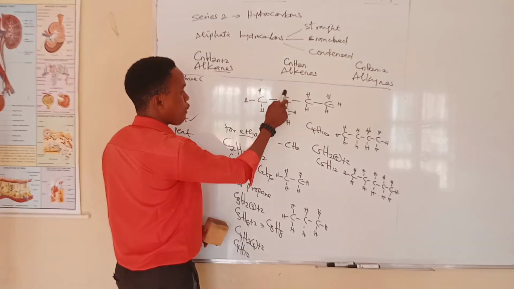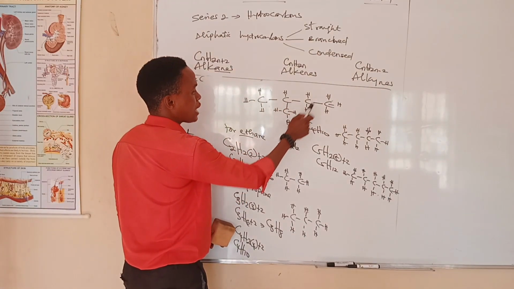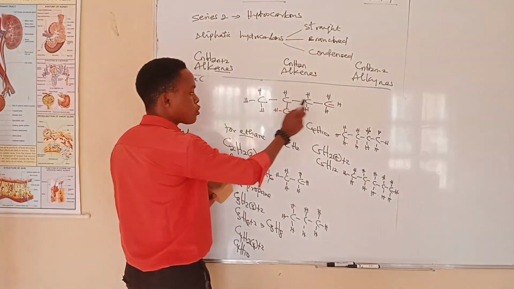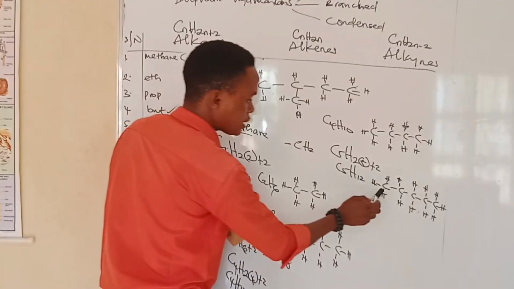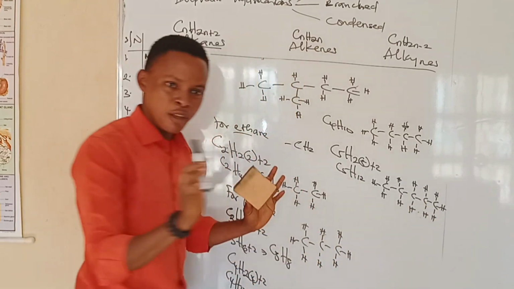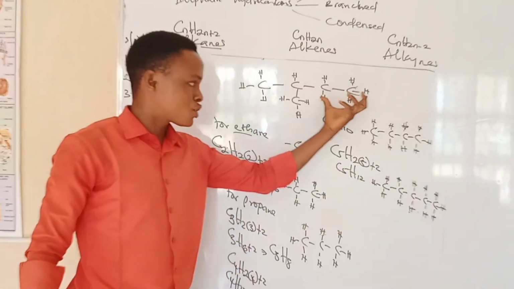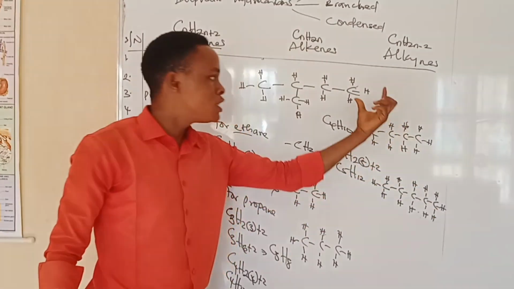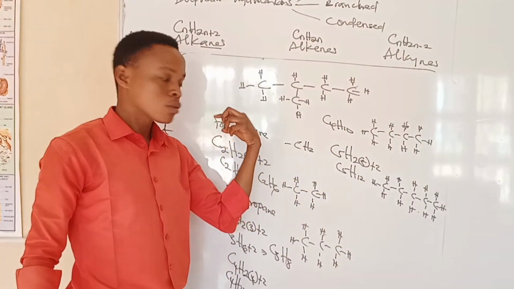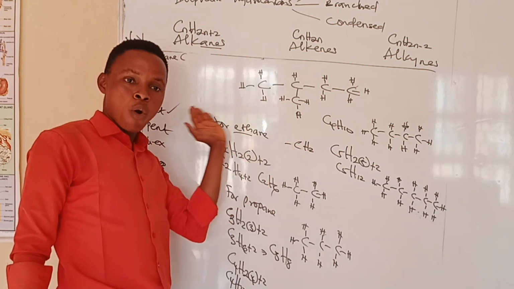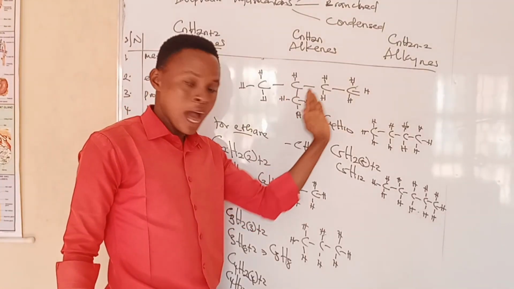1, 2, 3, 4, 5, 6, 7, 8, 9, 10, 11, 12. It's still the same. The number of carbon atoms is still 1, 2, 3, 4, 5, and 1, 2, 3, 4, 5. You see the difference? This is the straight chain hydrocarbon, and this is the branch. 1 carbon atom here has been reduced and attached to its neighbor carbon atom.